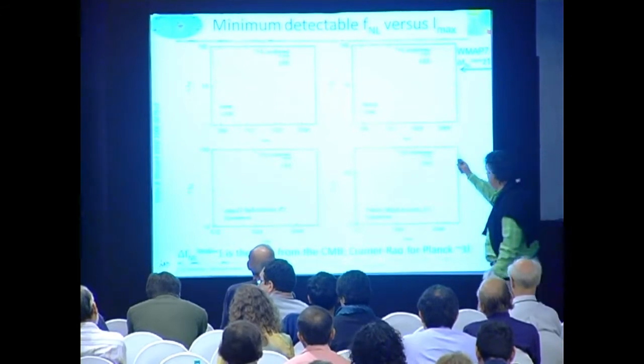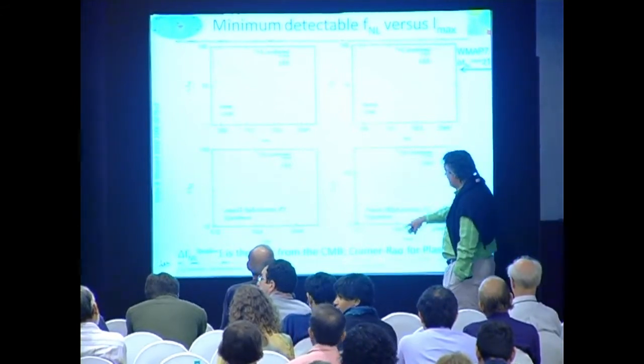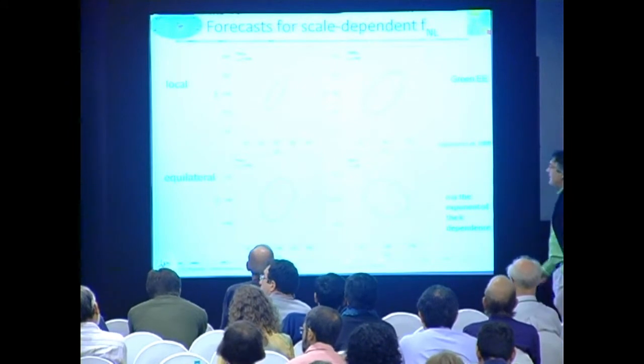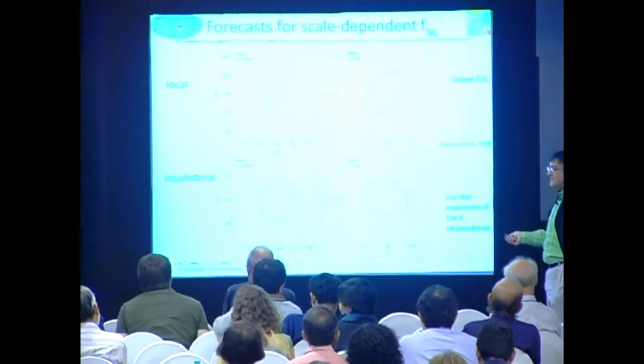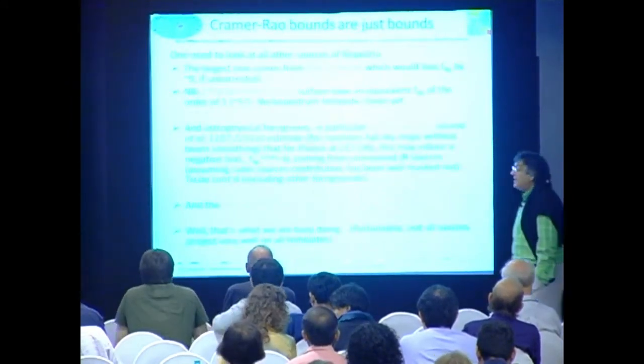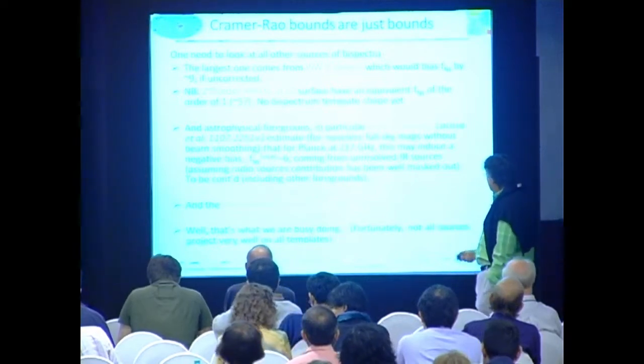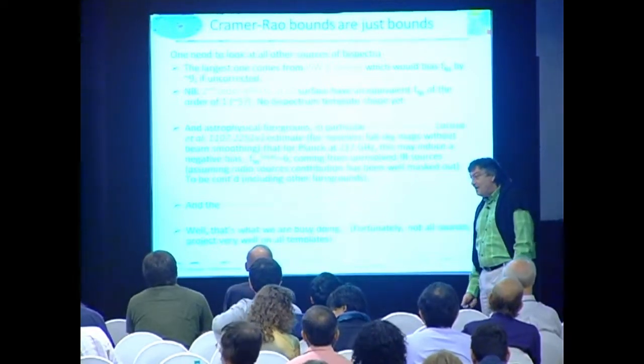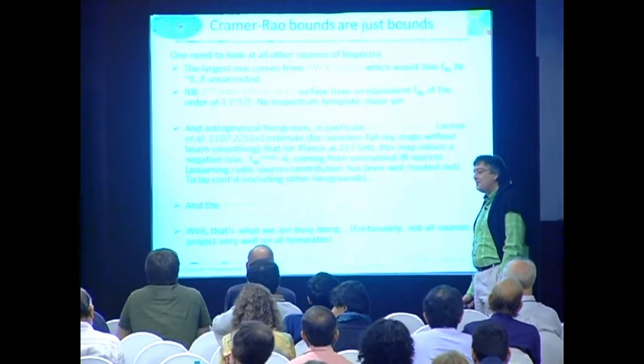And this is true also for the local form, for the equilateral, and so on. You can also look at similar plots. Let me just move on. I just want to remind you that Cramer-Rao bounds are just bounds. Okay, so you are guaranteed not to do as well.